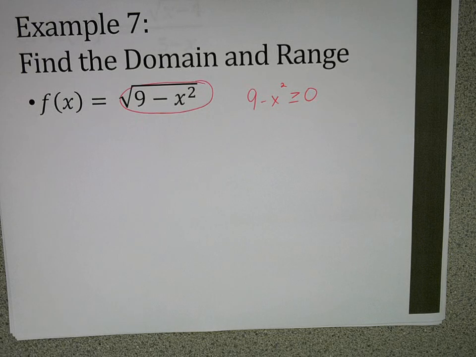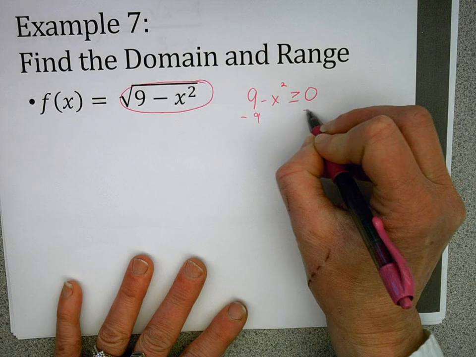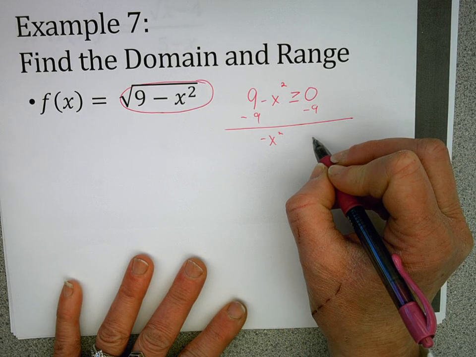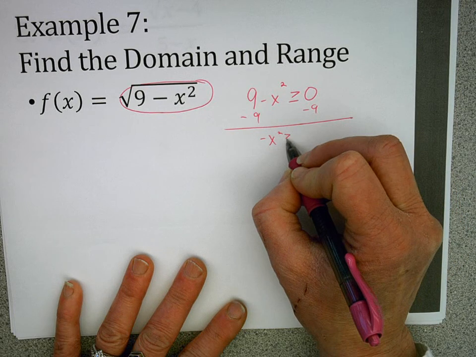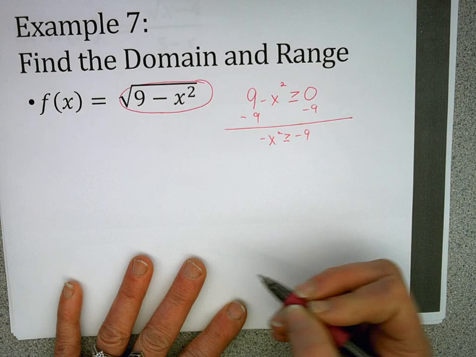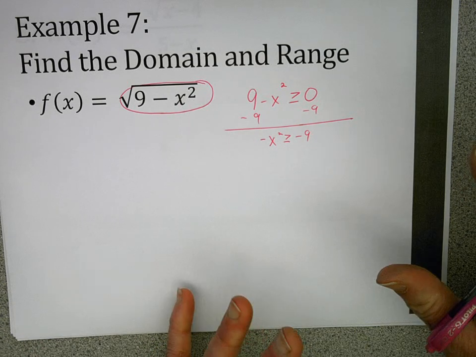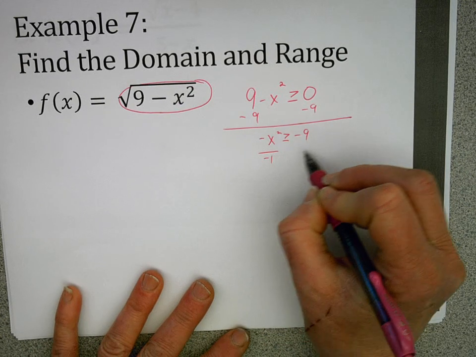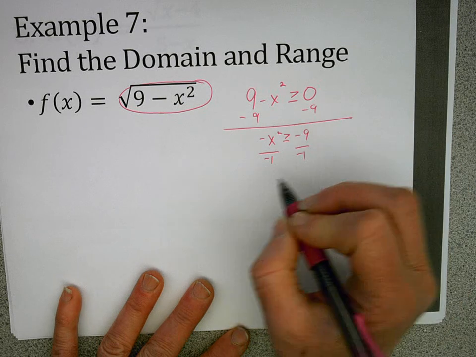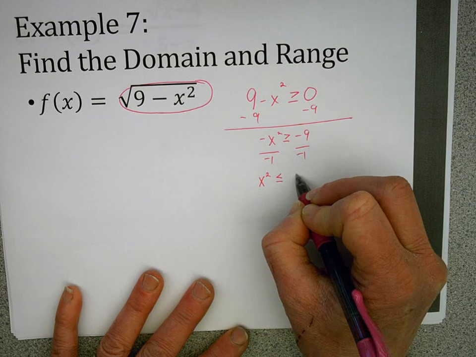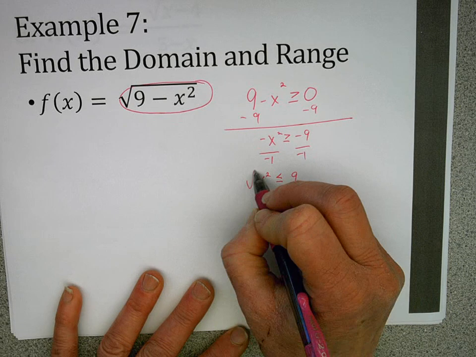I honestly would solve this and factor it and do everything and put it on a number line, so I'm going to show you that. I'm going to move the 9 to the other side, so I have negative x squared is greater than or equal to negative 9. You could either move it over and factor it, or you can divide by negative 1. If I do that, I get x squared. Remember, when you divide by a negative, you flip the sign, which a lot of you forgot on the test, and then I'm going to take the square root.